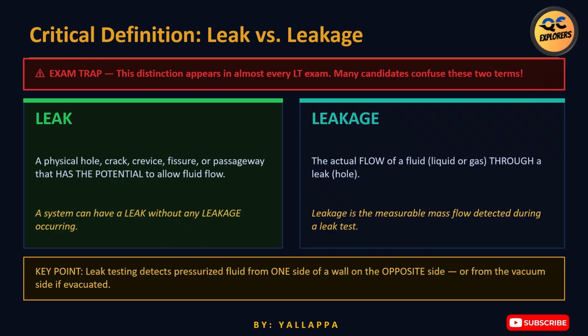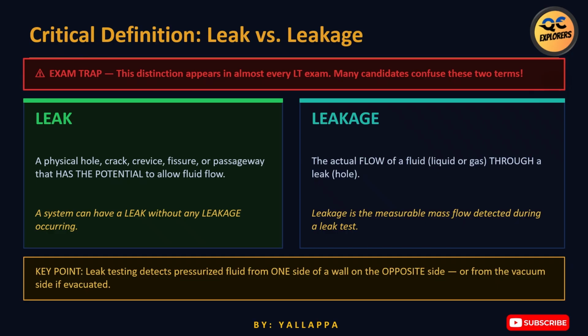Let's look at a practical example. Imagine a pressure vessel has a tiny crack. The crack exists, therefore a leak exists. But suppose both sides of the crack are at exactly the same pressure. Will fluid flow? No. Without a pressure differential, there is no driving force. Therefore, leak exists. Leakage does not.